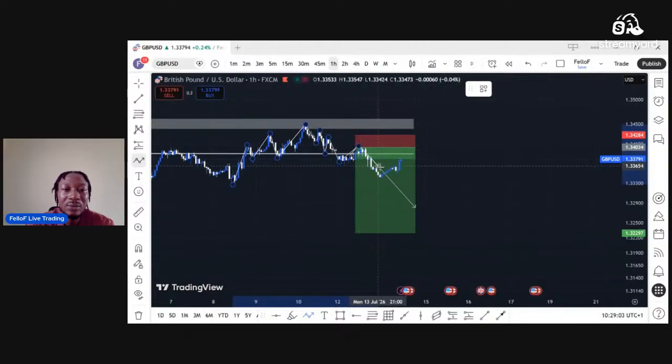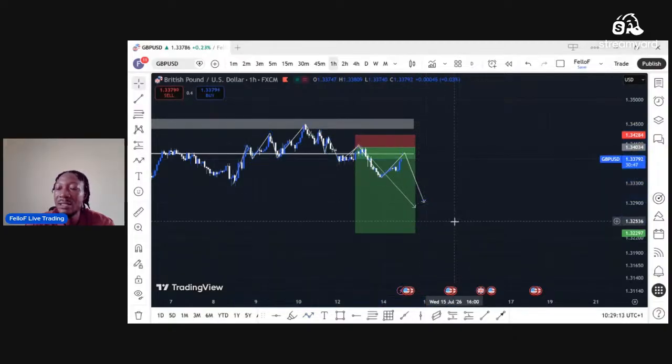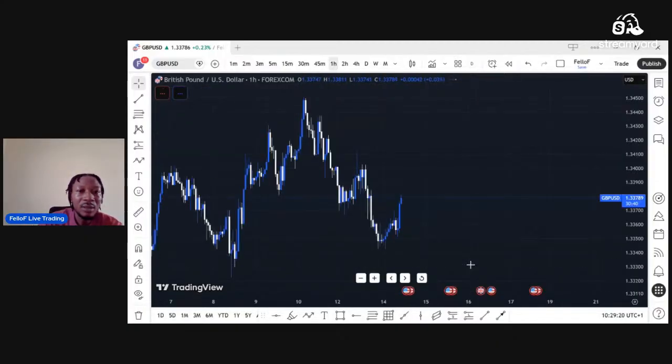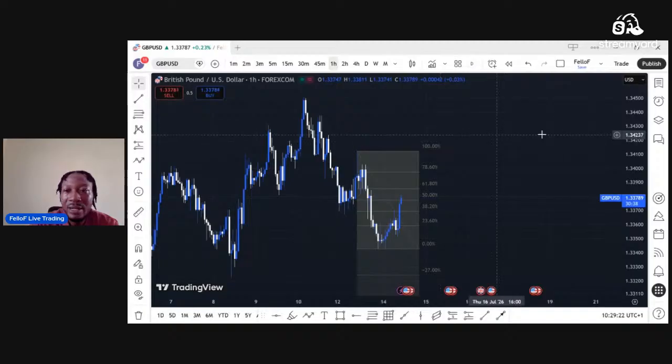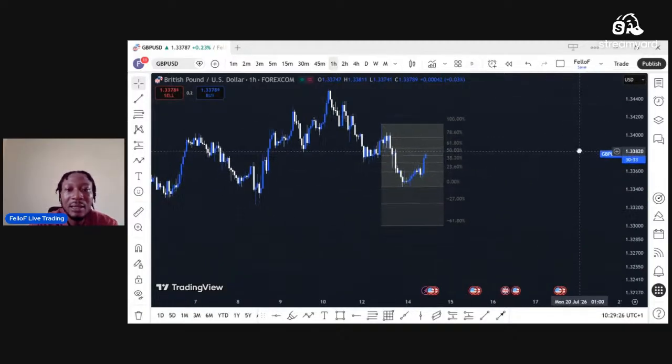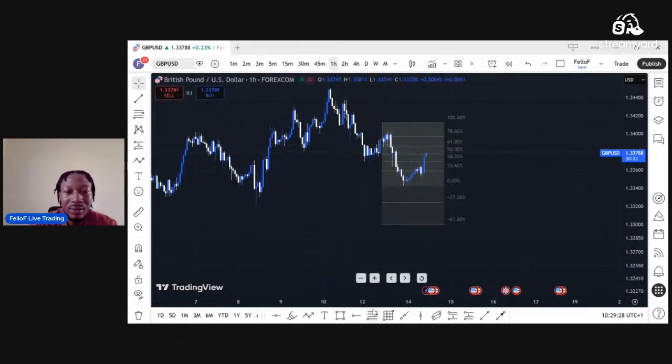And now we are currently moving. So this morning, this is exactly what we're looking for: price to give us this pullback, and then we continue to the downside if it has to continue. All right. So right now, as we speak, this is what price is doing. Personally, I'm already in. I just took a short position here.